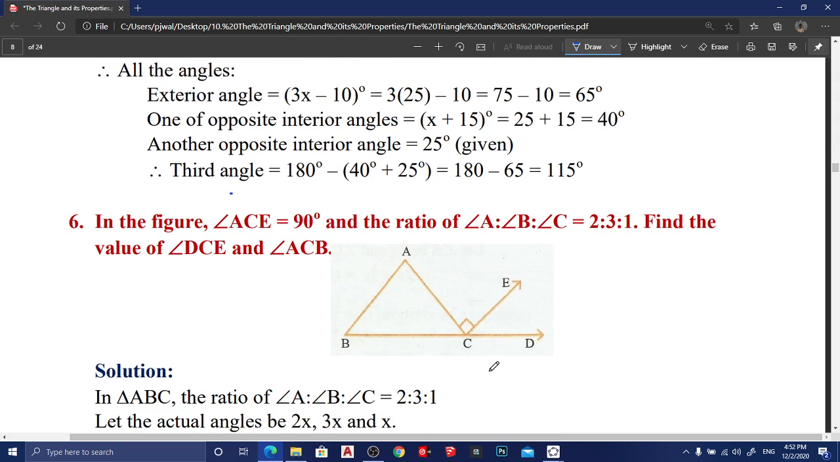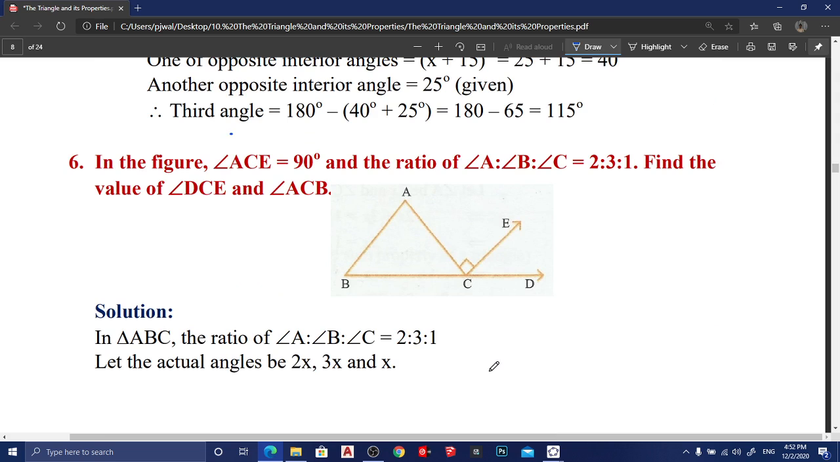Now in the next, sixth problem, in the figure, angle ACE is given as 90 degrees, and the ratio of angle A to angle B to angle C is given as 2 is to 3 is to 1. Find the value of angle DCE. This angle you have to find out, and angle ACB. This angle also you have to find out.